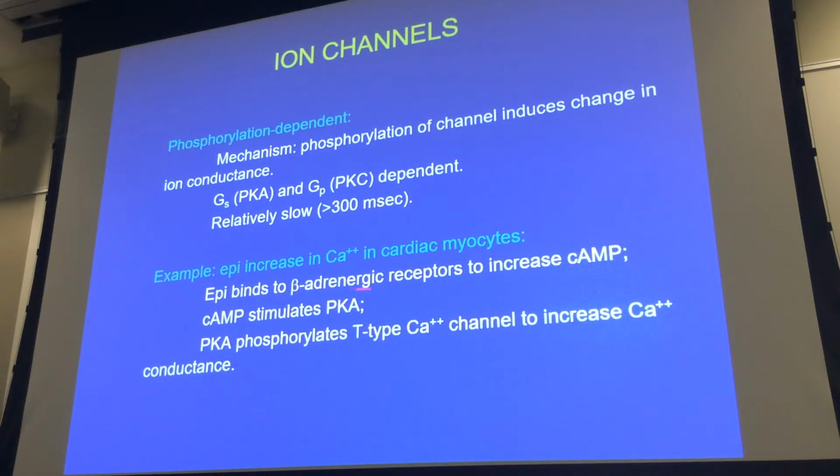The epinephrine binds to the beta-adrenergic receptors. Beta receptors are coupled to GS. The beta receptors increase cyclic AMP inside the cardiac myocyte. Cyclic AMP stimulates protein kinase A. Protein kinase A phosphorylates a T-type calcium channel and increases calcium conductance. Okay? So basically, binding of epinephrine to the beta-adrenergic receptor phosphorylates the calcium channel, increasing calcium uptake into the cell.